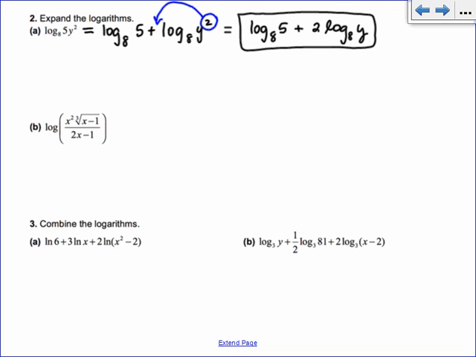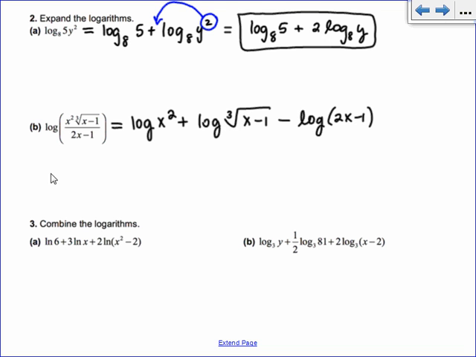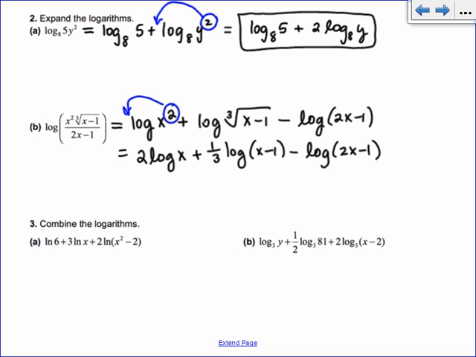All right, so this next one, we expand it. We break it into log of x squared plus log of the cube root of x minus 1 minus, because it's on the bottom, log of 2x minus 1. And we know that powers go to the front. So I'm going to have 2 times log of x plus, what about this next power? What's the power? 1/3. So I'm going to have 1/3 log of x minus 1. Then I have minus log of 2x minus 1. That one can't break up any further.